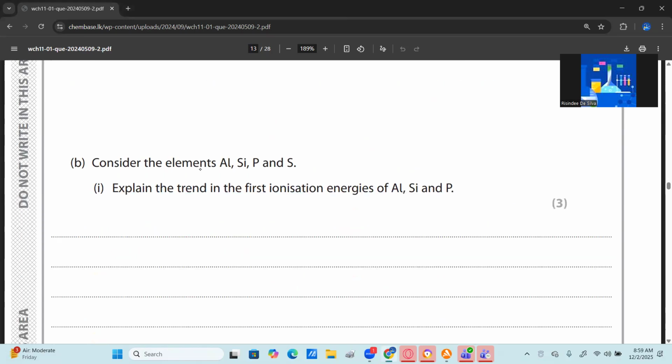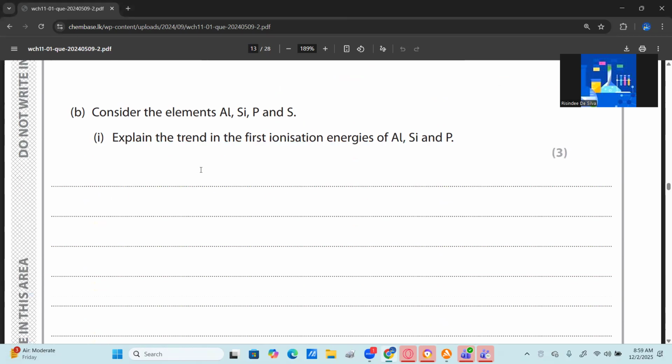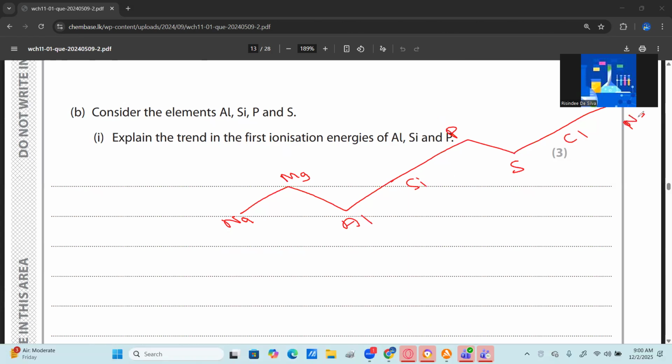Consider the elements. Explain the trend in the first ionization energy of aluminium to phosphorus. So children, if I take sodium, you have to draw this. You have to have a rough idea about the ionization energy graph: sodium, magnesium, aluminium, silicon, phosphorus, sulfur, chlorine, and the highest one will be for argon. So if you take aluminium to phosphorus, you can see the ionization energy increases, for writing that, 1 mark. The reason is nuclear charge is increasing.